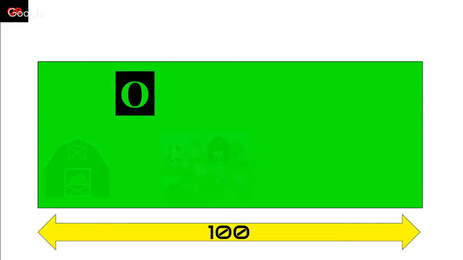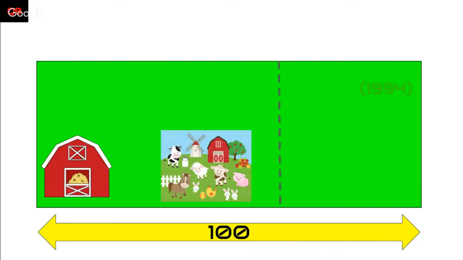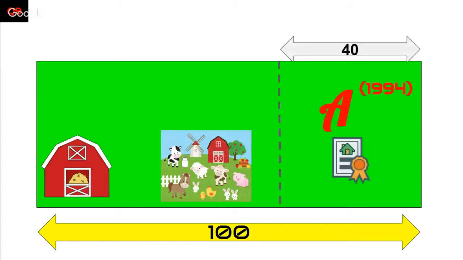Question 9. O owns a 100-acre farm since 1975, but O doesn't live there. A entered into the back 40 under the valid deed that he got from Z.